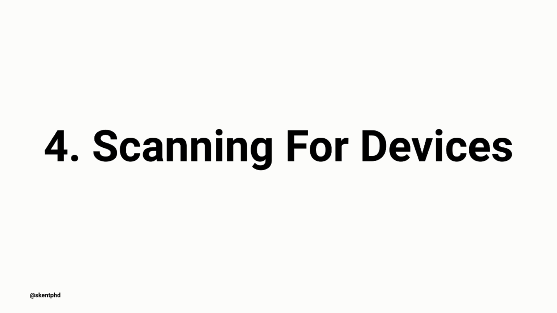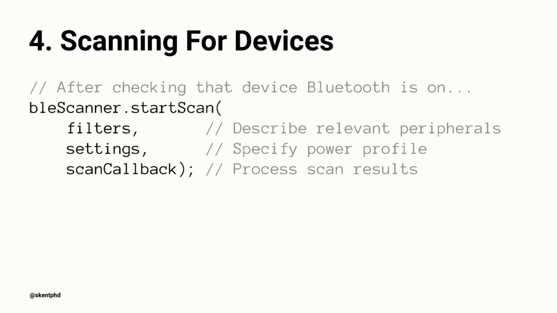So now we're in the place where we have a phone or device that supports BLE, and we know that our BLE is on. The next thing we're going to want to do is actually try and find some devices that we can do stuff with. So this is what that looks like.